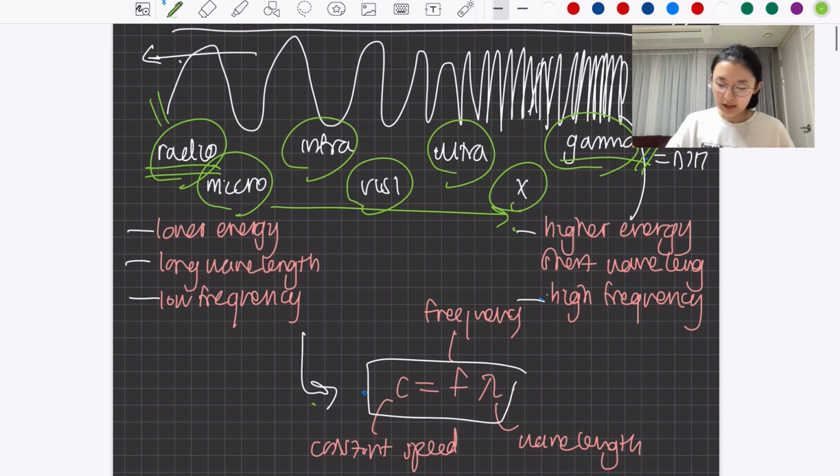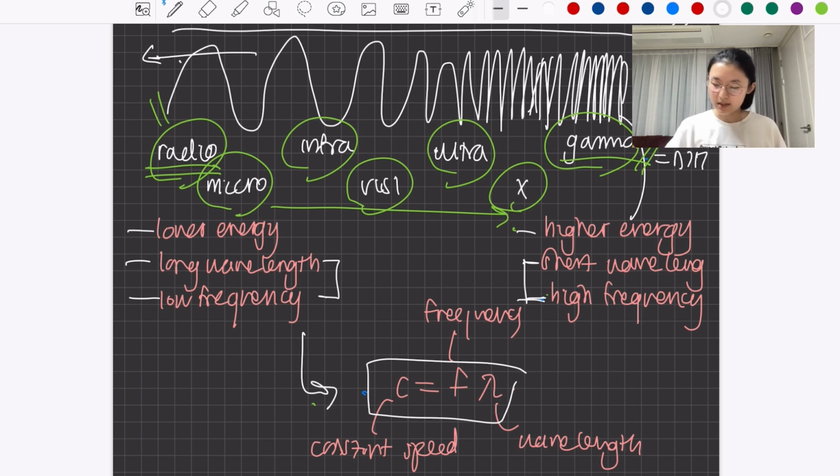Now, how do we relate this inversely proportional relationship seen between wavelength and frequency? As you can see, longer wavelength values are generally paired up with lower frequency values, and shorter wavelength values are generally paired up with higher frequency.